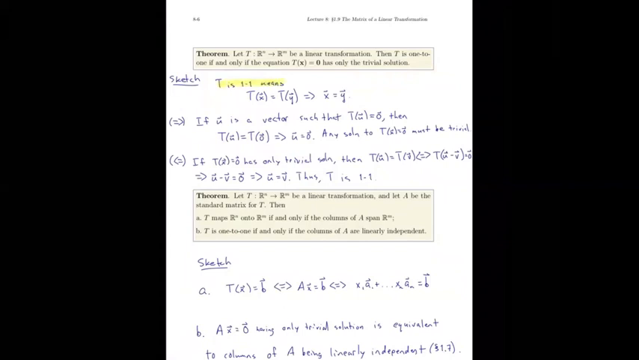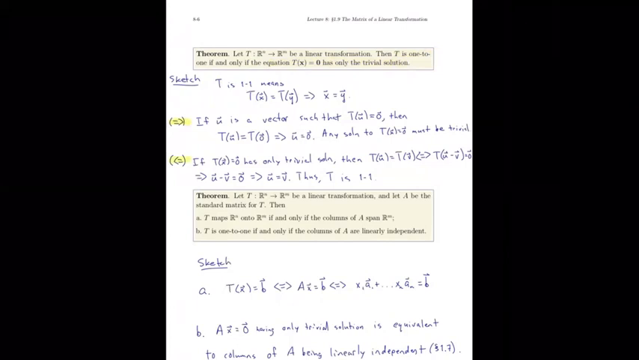Remember that T being 1-to-1 is summarized by this implication here, this conditional statement. That's the key thing to keep in mind. Now we're talking about the proof of an if and only if statement, so this is a biconditional. This means that T is 1-to-1 implies that this equation has only the trivial solution, and this equation having only the trivial solution implies that T is 1-to-1. So both of those implications are given respectively by these arrows.